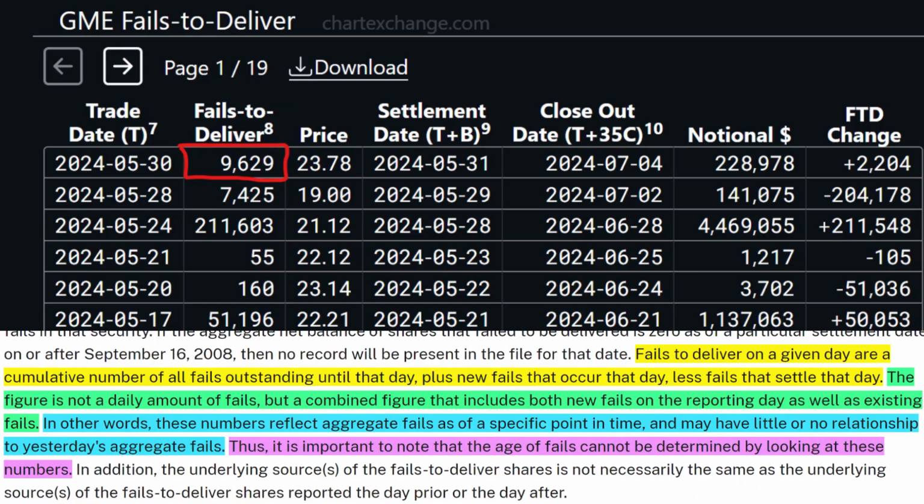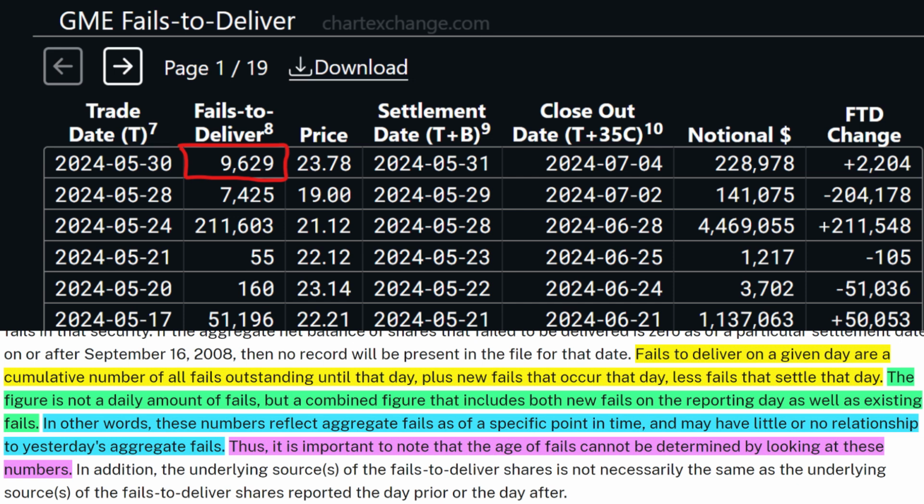What does it mean? What the SEC is trying to explain to us in a somewhat complicated way, if you're not careful in reading, is that there is one daily failure to deliver number. I have it highlighted in the red box here on the top left of the screen. That is the failure to deliver number for GameStop on that particular date. I just picked a random screenshot that I had saved here. There are previous numbers that are higher and lower on previous dates.